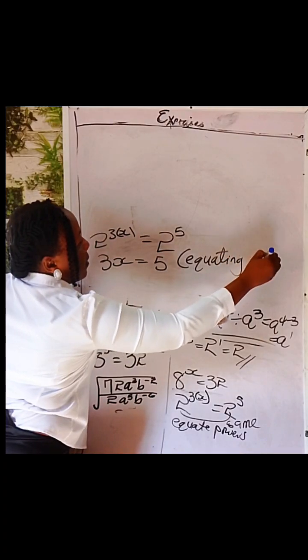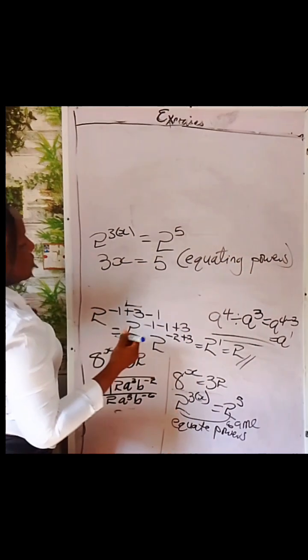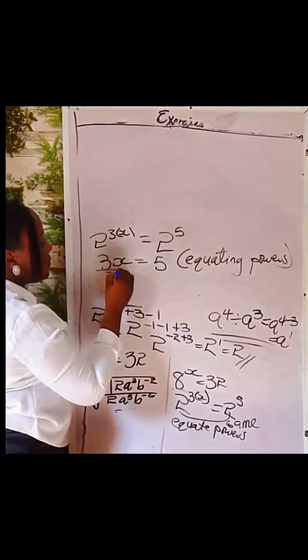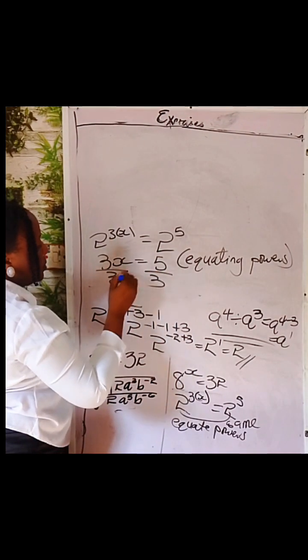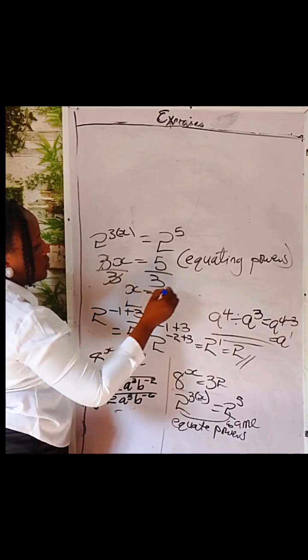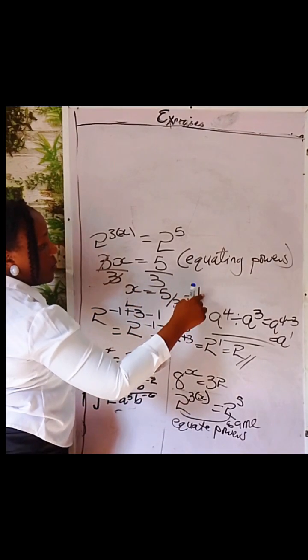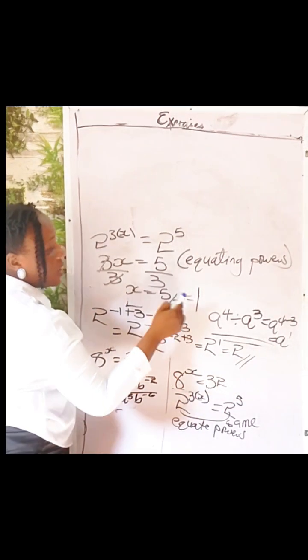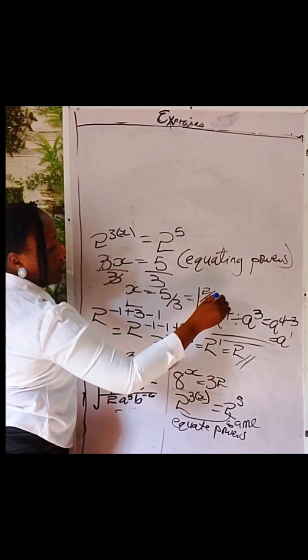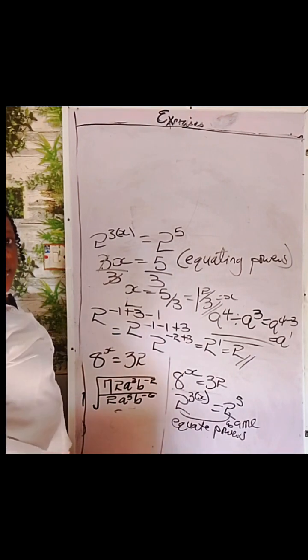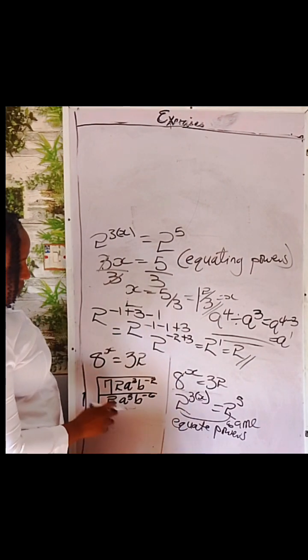Equating powers. So now, making x the subject of the formula, we divide both sides by 3. So our x is equal to 5 over 3, which is one whole number 2 over 3. And that is your x, that is your value. Do you understand?